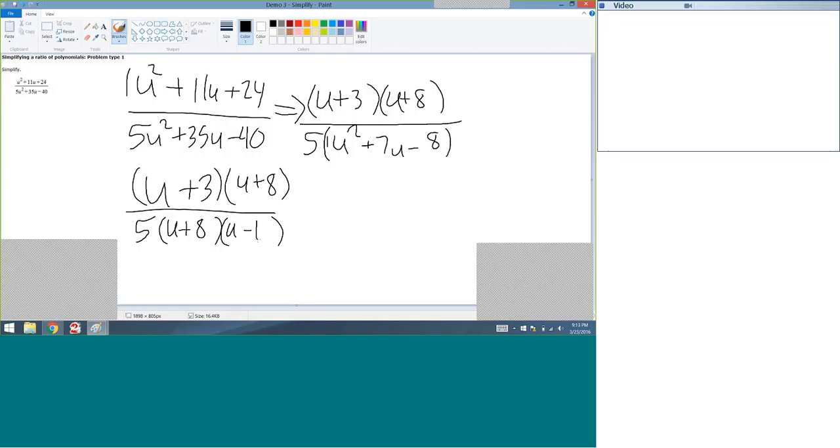So now that everything is in factored form, we can find anything that matches, and those would be able to cross out. In this case, we only have the one pair of u plus 8, so those cross out, and we're left with a u plus 3 in the numerator, and a 5 times u minus 1 in the denominator. And as we can see, there's nothing else that matches, no other things that could cancel, so this would have to be our final answer.